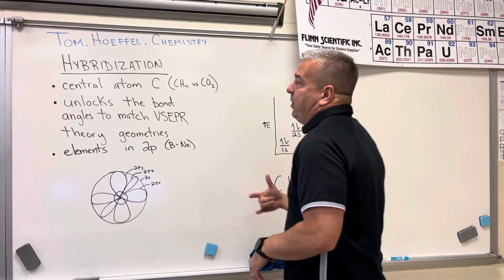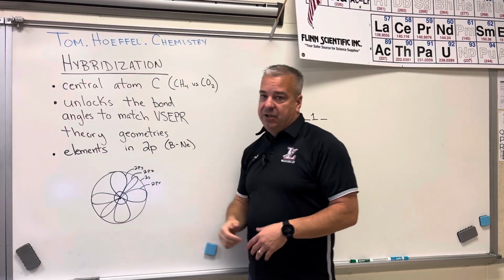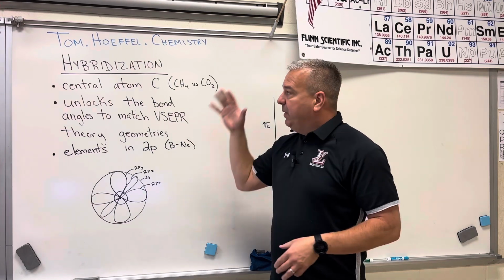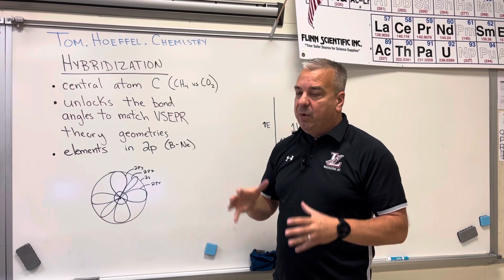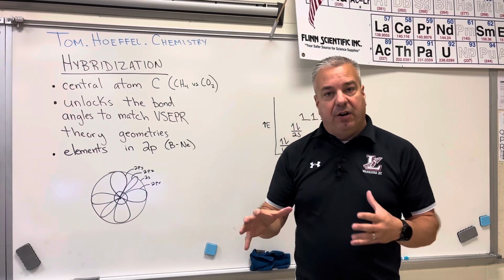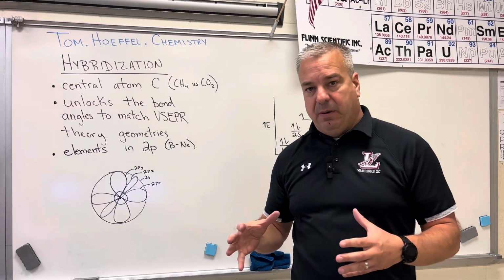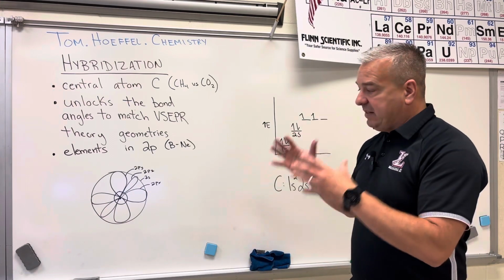In this video, we're going to be talking about the hybridization of the central atoms. The reason we need to talk about this is because if they do not hybridize, we will not get the shapes that we learned with our valence shell electron pair repulsion theory. So let's get right into it.